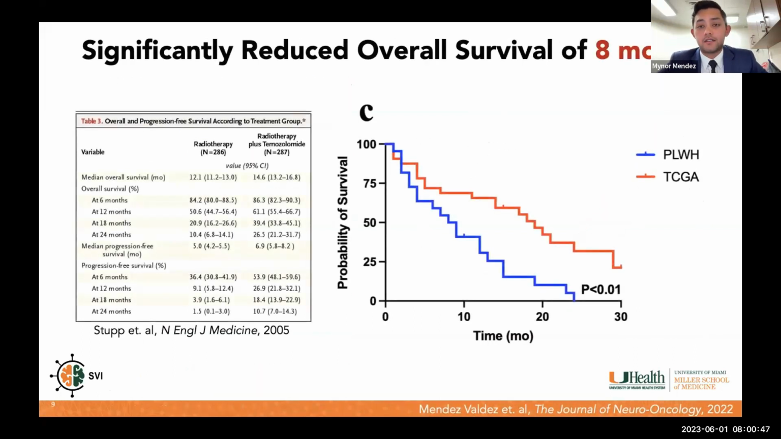When we analyze the survival and the outcomes of these patients, we see that they have a significantly reduced survival of 8 months compared to TCGA, age, and treatment matched cohorts, which had a mean overall survival of about 14 to 15 months, which is in line with that reported by Dr. Stupp in the famous 2005 study.